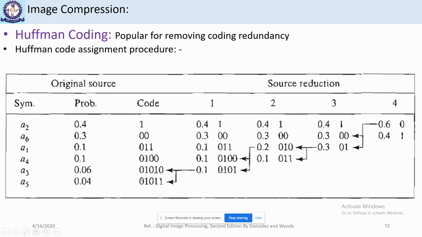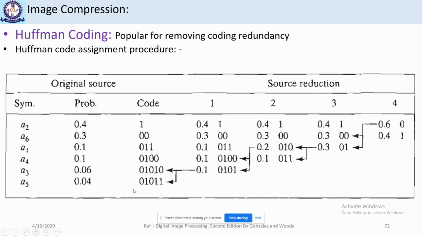So 0101 comes as it is, and 1 0 and 1 1 are added to distinguish between these two symbols. So 1 0 is added here, and 1 1 is added here. The remaining 0.1 comes as it is, 0.1 comes as it is, 0.3 comes as it is, and 0.4 comes as it is.